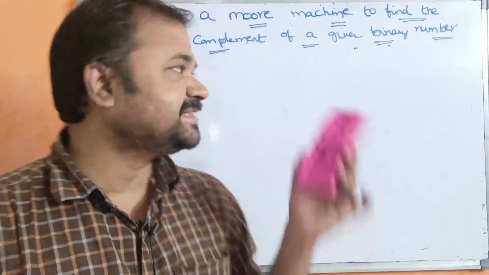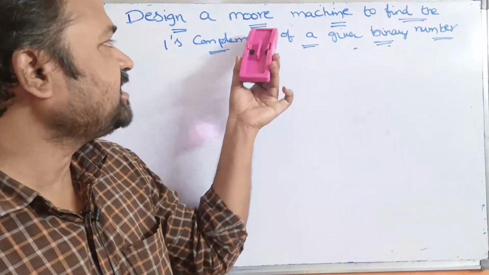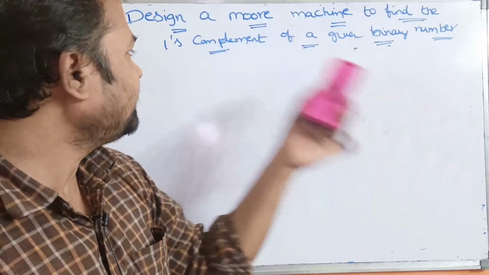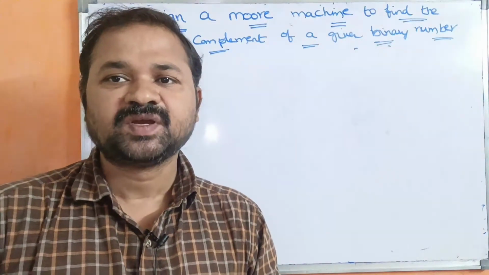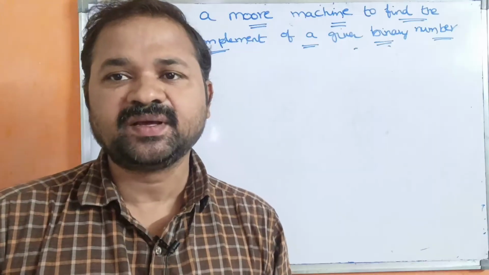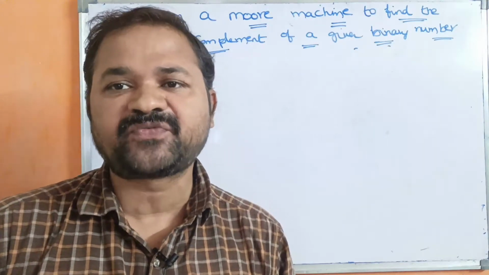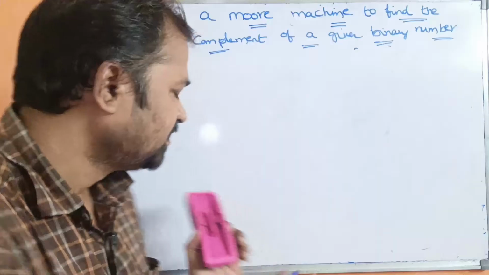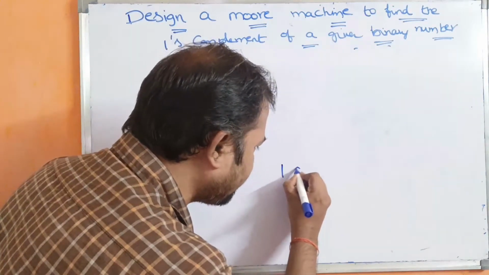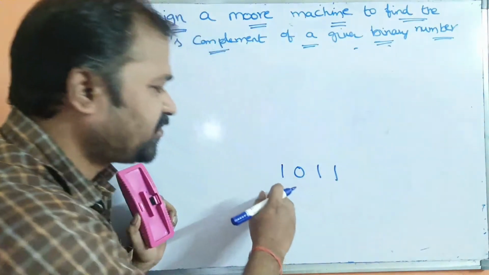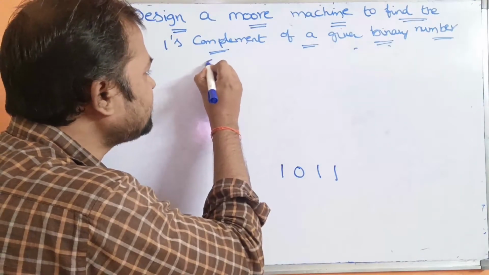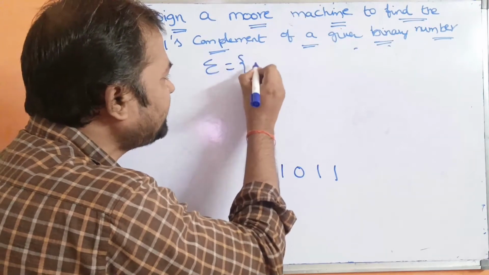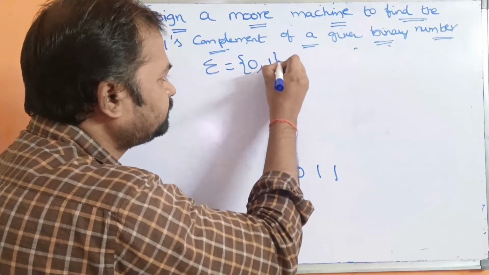Now let us see this example. Design a Moore machine to find the ones complement of a given binary number. We know what a binary number is. A binary number is made up of zeros and ones. So let me have a binary number like this, 1011. So a binary number contains zeros and ones. So here sigma, that is the input alphabet, contains 0 and 1.